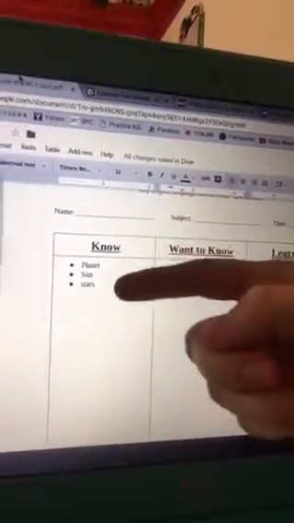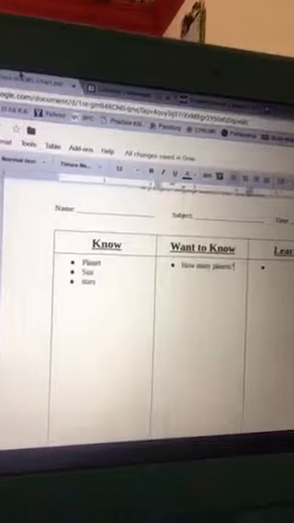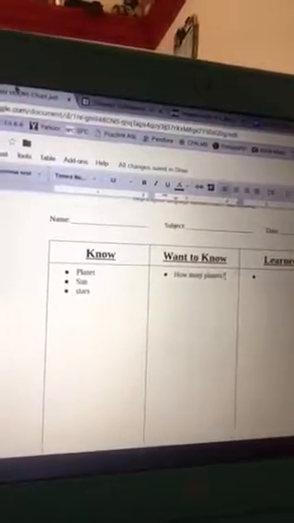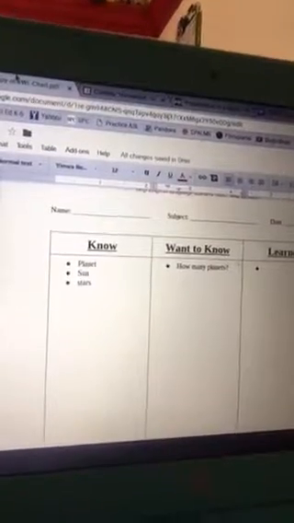As I said before, I would print out the piece of paper, so it would look something like this. I already filled in a few. What they could write down for what they know: planets, sun, stars. What they want to know: how many planets are there, where is the sun located, how far away is the moon.